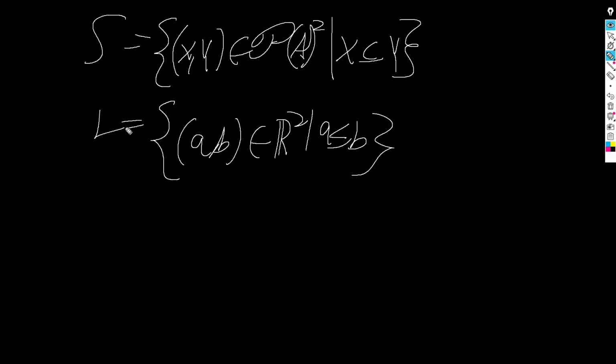Intuitively, both S and L are relations that tell us how we order elements in one direction in the power set of A and in the real numbers respectively. So for example, the way we order things in S would be we would have a set X, then a set Y coming after it if X is a subset of Y, and the same thing for L if X is less than or equal to Y.